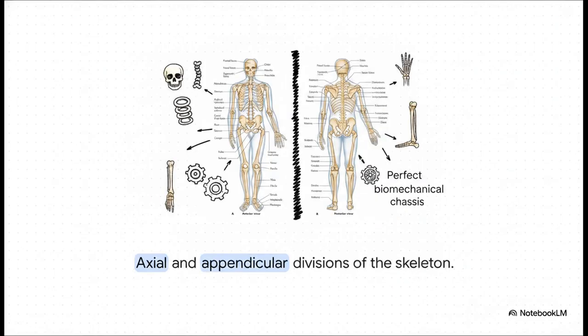Your skeleton is beautifully divided into two main sections. First, you have the axial skeleton. That's 80 bones, including your skull, spine, and rib cage, and it forms your central vertical axis. Then, you've got the appendicular skeleton. That's 126 bones, and it makes up your upper and lower extremities, so your arms and legs. Put them together, and you have a flawless biomechanical chassis.